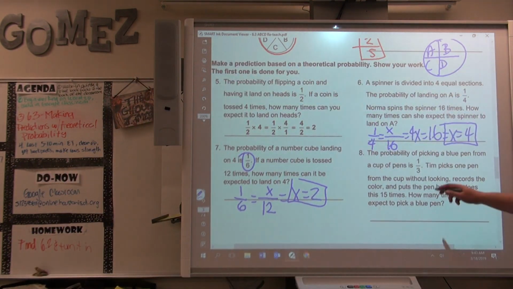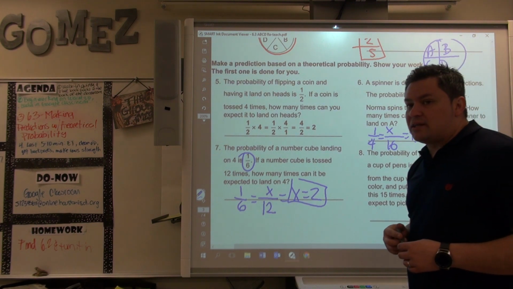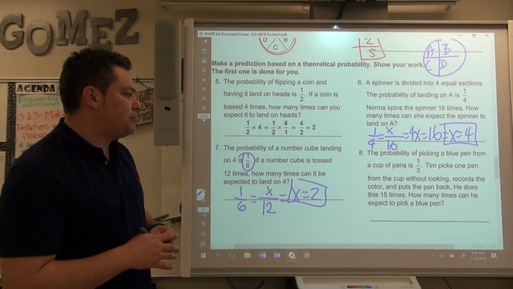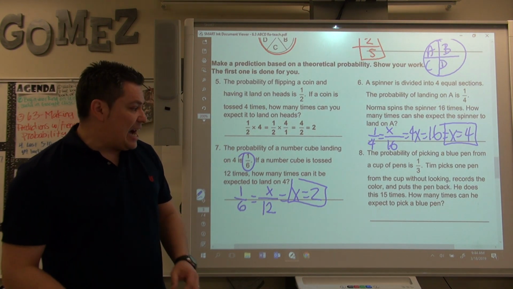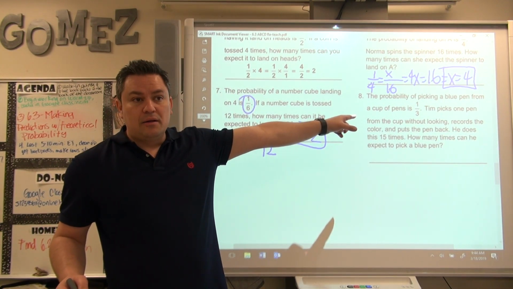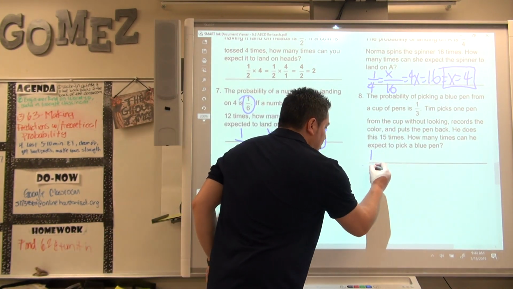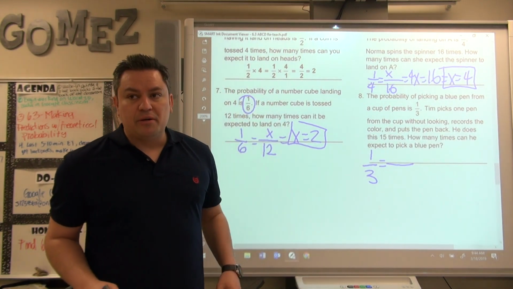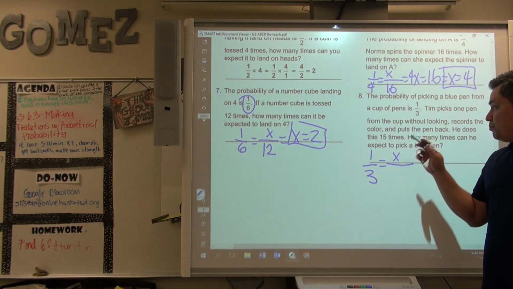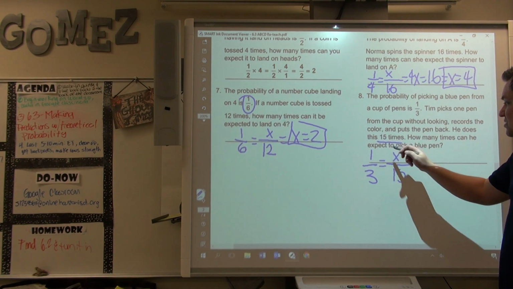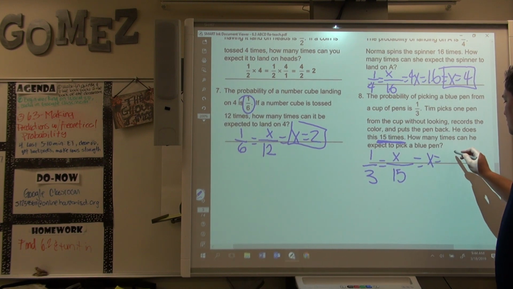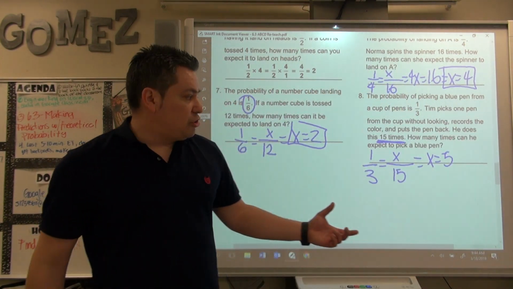And the last one. The probability of picking a blue pen from a cup of pens is 1 out of 3. So for every 3 pens, one of them is blue. Tom picks 1 pen from the cup without looking, records the color, then puts the pen back. He does this 15 times. How many times can he expect to pick a blue pen? Again, the probability for picking a blue pen in this case is 1/3. That's the first fraction, equals what? What goes on top? X, that's what you're looking for: how many times you are going to pick a blue one. And the bottom is 15, 15 times. Right here, keyword. Again, 3 times what gives you 15? 5. So 1 times 5 is 5. Or 15 divided by 3 is 5. When you cross multiply, the answer is 5.